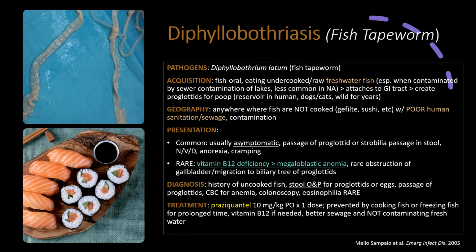Diagnosis is confirmed easily via stool O&P or proglottid passage, and treatment is simple with a single dose of praziquantel, our usual choice for most flatworm infections. Importantly, freezing our fish may prevent this problem, even if preferring to eat uncooked, as we have seen with anti-helminths.